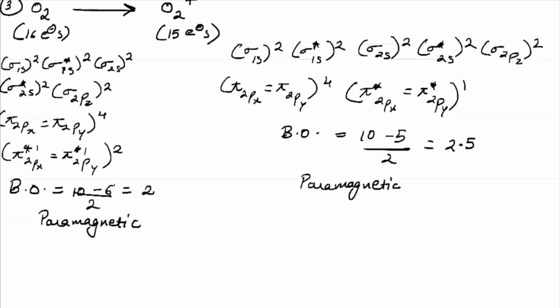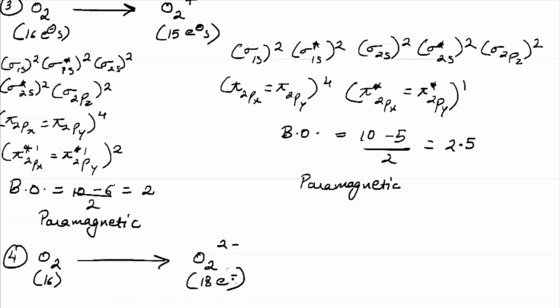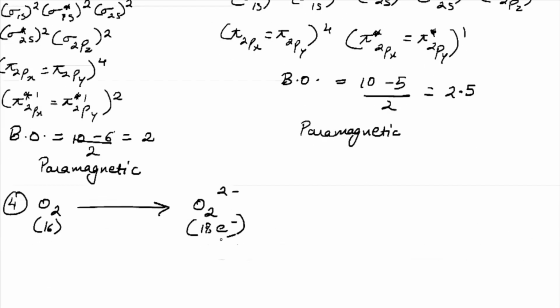And next is the conversion of your O2 to O2 2-. That means from 16 electrons, it would be moving to 18 electrons. Now, since we already have O2's configuration, let us just write down the configuration for O2 2- and then proceed with the conclusions.